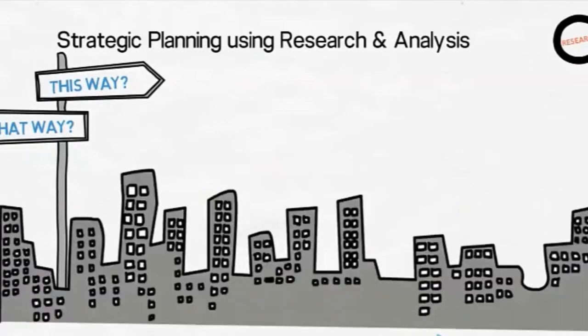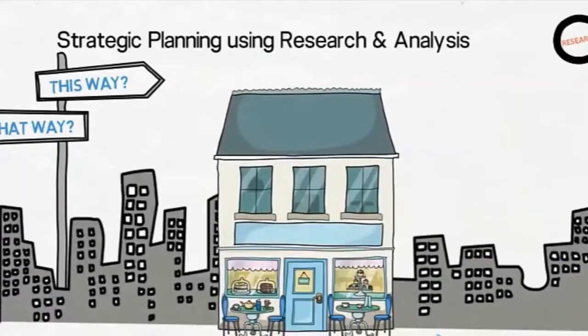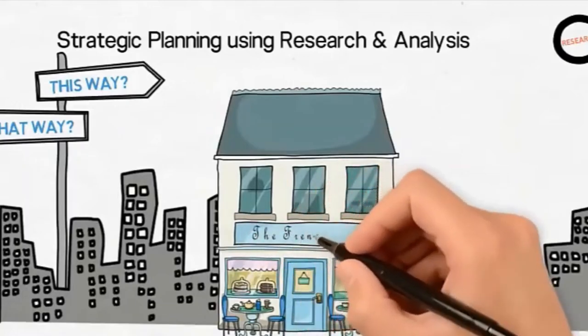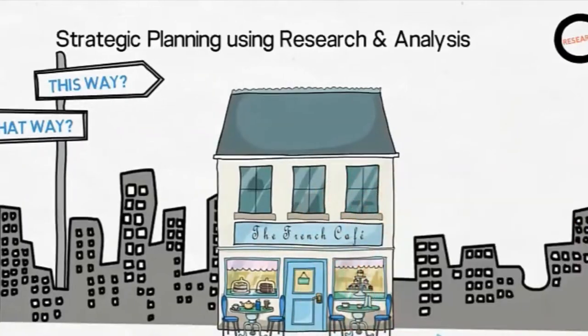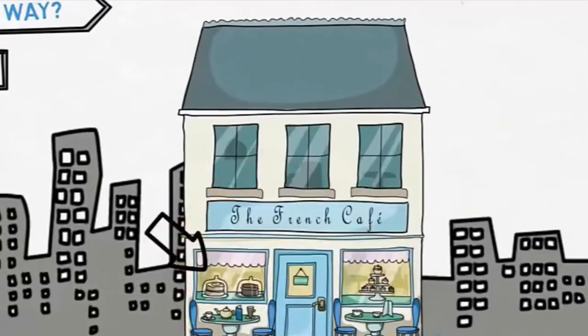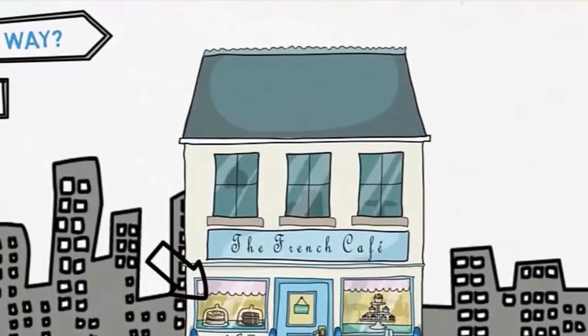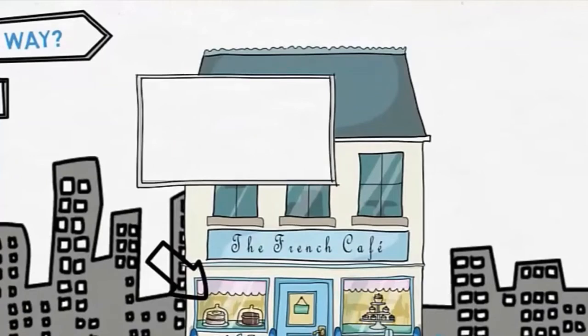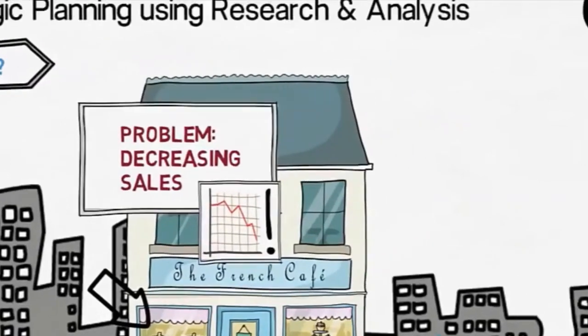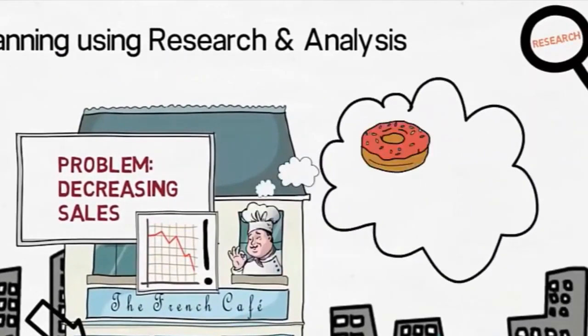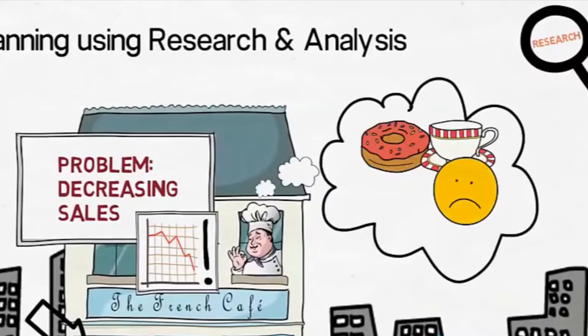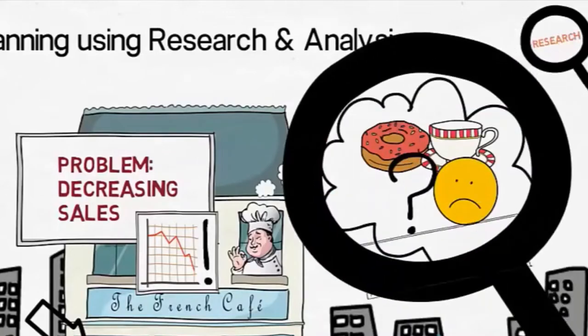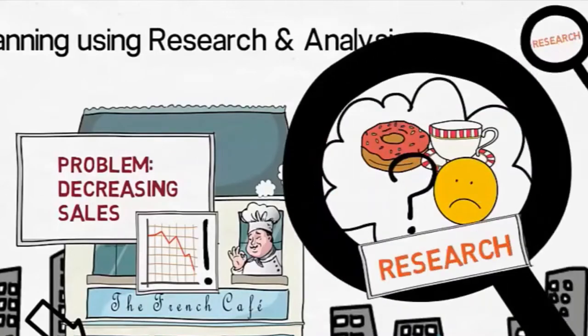Let us use an example. This cafe is located in a large city close to a busy high street. It's called the French Cafe, and it specializes in serving high-quality cakes and desserts. The French Cafe is troubled by the fact that fewer and fewer customers visit the cafe and sales are decreasing as a result. The owner of the French Cafe would like to find out why the customers are looking elsewhere for their cakes and coffee. This could help him make decisions about what to do to turn things around. Therefore, he has decided to do some research.